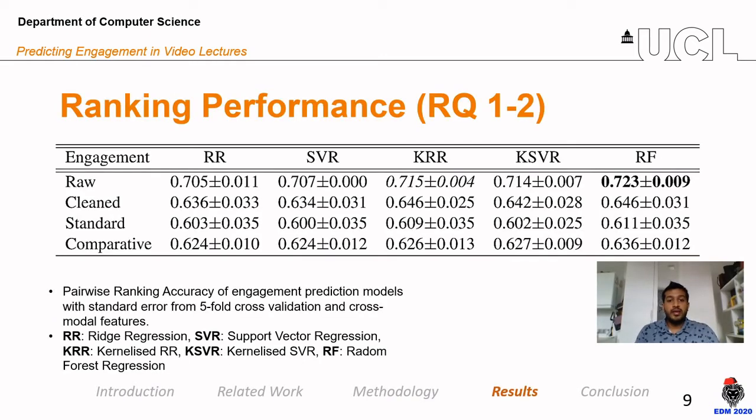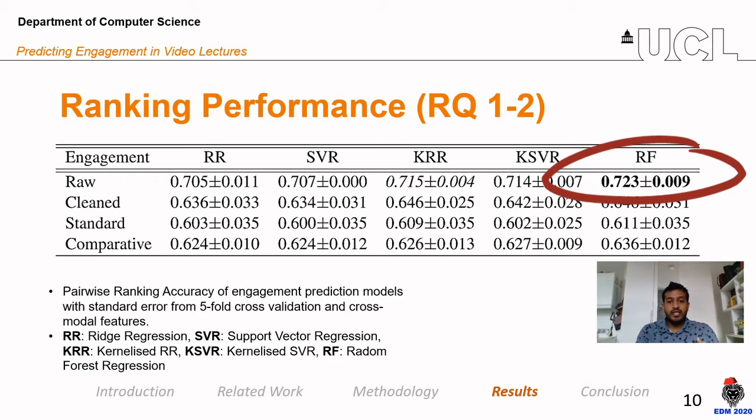Now, let us look at some notable results. Here, we use pairwise ranking accuracy with 5-fold cross-validation in order to evaluate the performance of our models. Where kernelized models are used, we use the radial basis function kernel. From these results, what we can see is that the random forest regressor model with the raw representation of normalized median engagement time gives the best predictive performance.